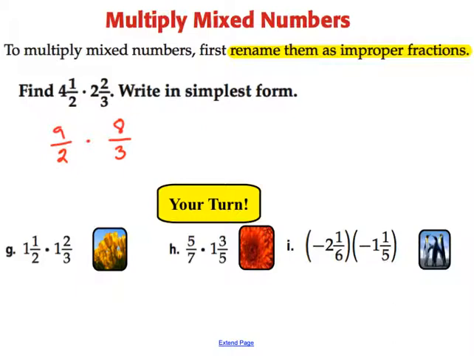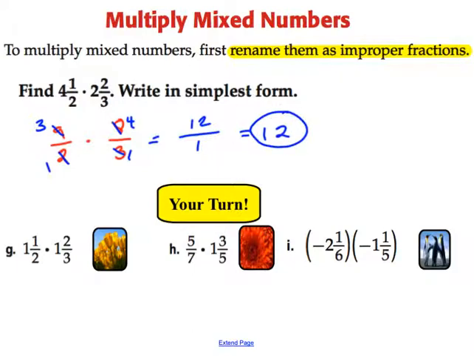We can go ahead and reduce if we can reduce, and then we'll multiply across. So 3 and 9 share a common factor of 3. I'm going to divide both of those by 3. 2 and 8 share a common factor of 2. So that leaves me with an answer of 3 times 4, which is 12. 1 times 1 is 1, which is just the number 12 in simplest form. Okay, so there's our answer.